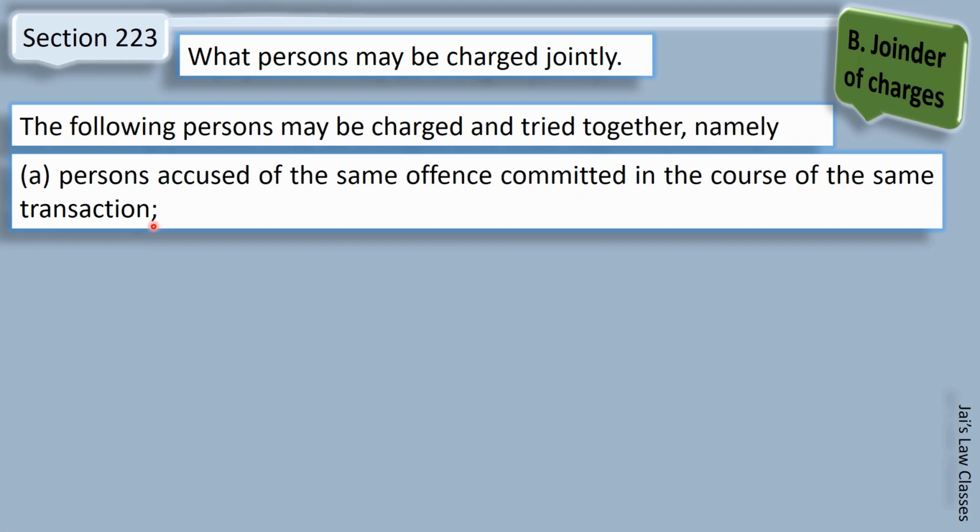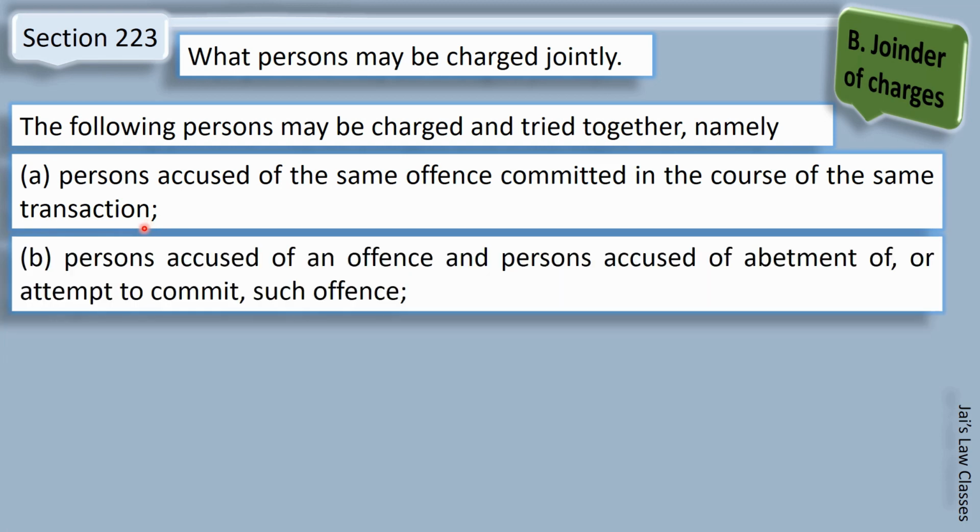This means all the persons jointly may be trying different things, but their aim is the same. B says person accused of an offense and person accused of abetment of or attempt to commit such offense. Now all the persons will be tied with one rope. You remember this quote? Why is it said?